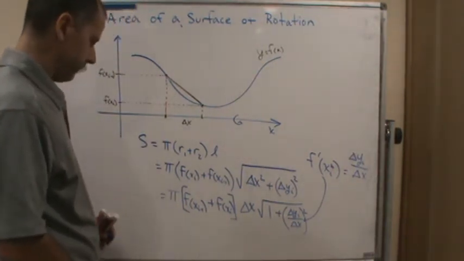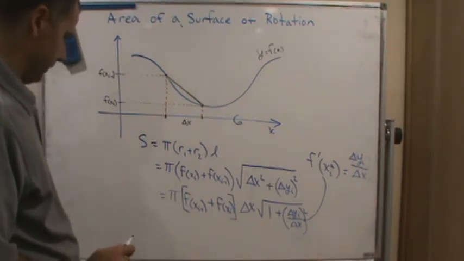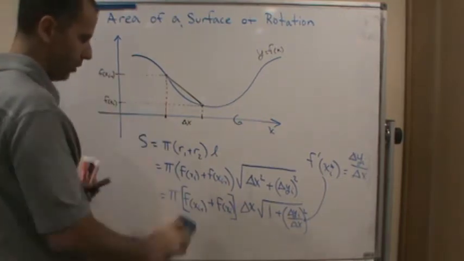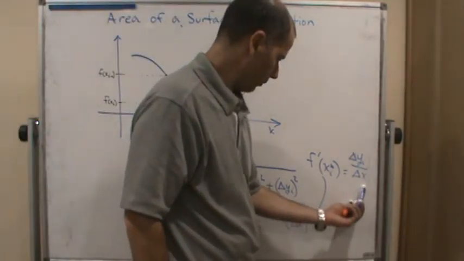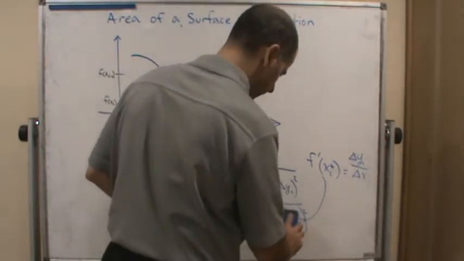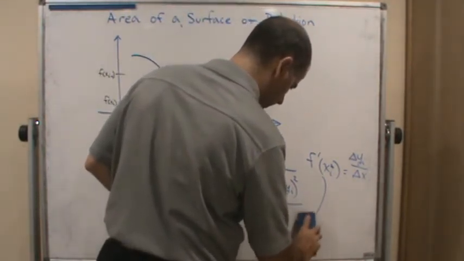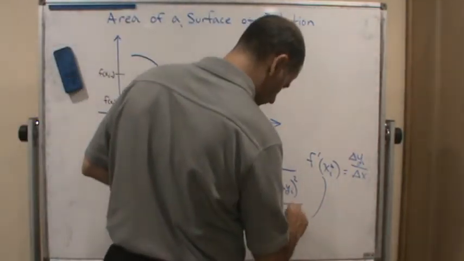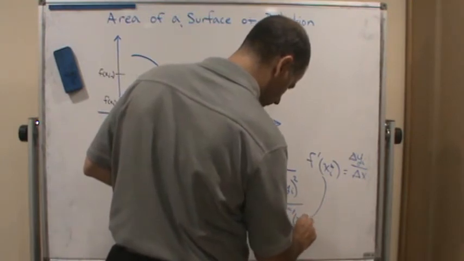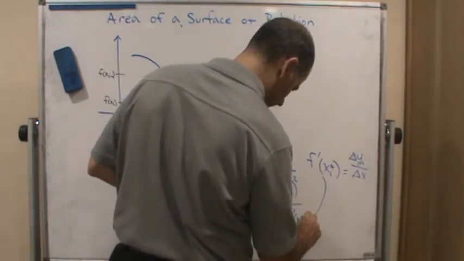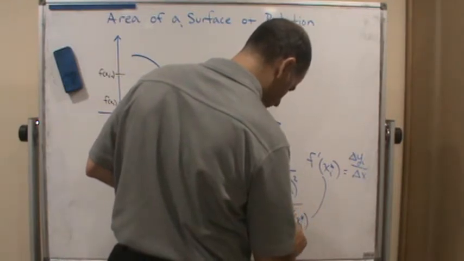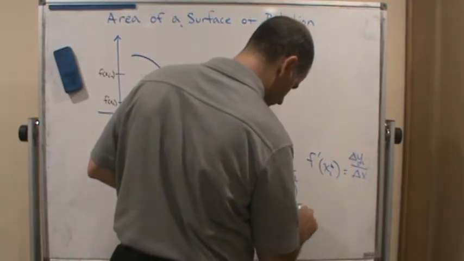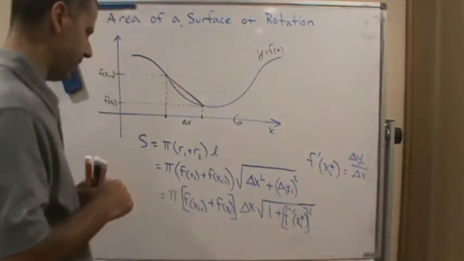I'm running out of room, so I'm going to erase some things just so I can put it there. Based on the mean value theorem from before, we're going to replace this with the derivative of the function: f prime of x sub I star, and we're going to square it. Okay, so we got that.